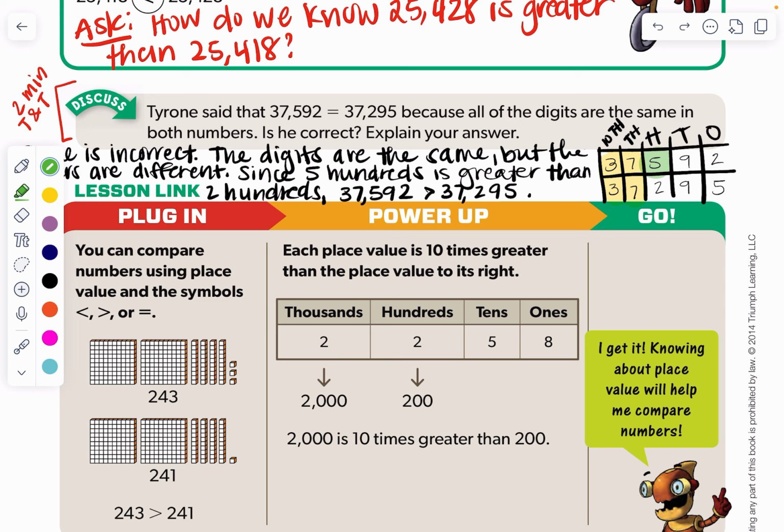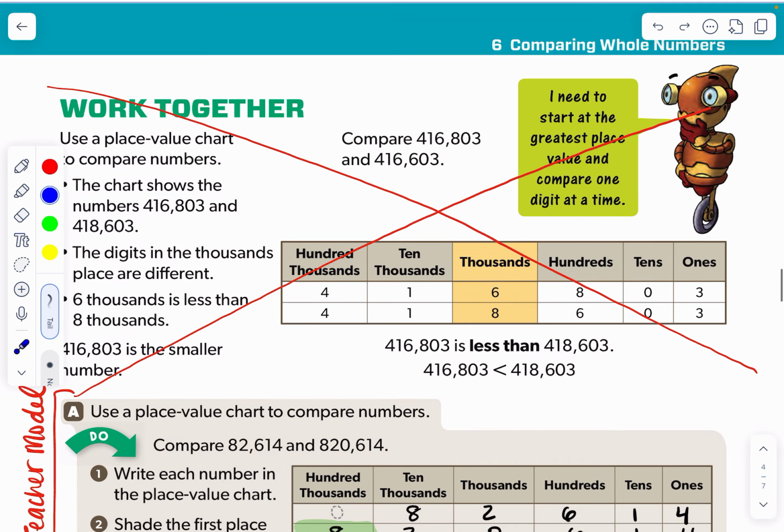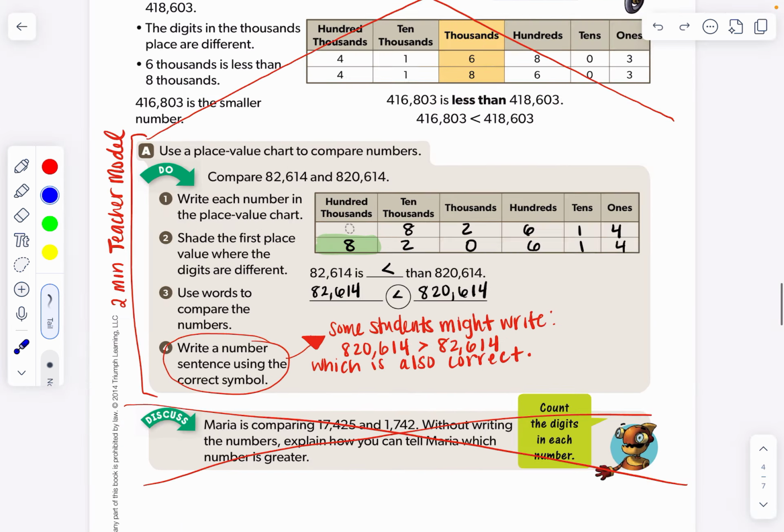And so when you put both of these numbers in the place value chart, what you notice is that the 10,000s place is the same, highlighted in yellow. The thousands place is the same, also highlighted in yellow. But then in the hundreds place, we have two different values. We have 500s in the first one, and then the second number we have 200s. Because we know that 500s is greater than 200s, then 37,592 is greater than 37,295. Okay?